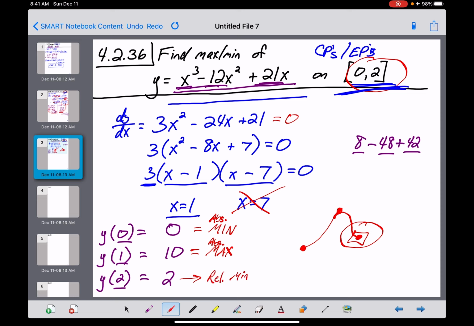Again, they didn't ask for that, so these are your answers here. Your maximum value is 10, your minimum value is 0, but if you were looking to go the extra mile, we have a relative minimum value of 2 that occurs at x equals 2. And that's 36.